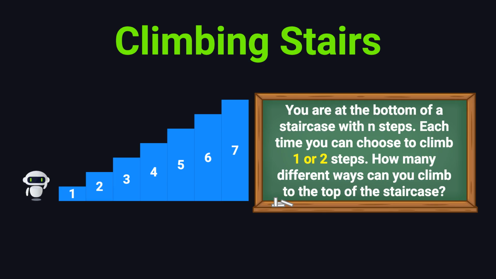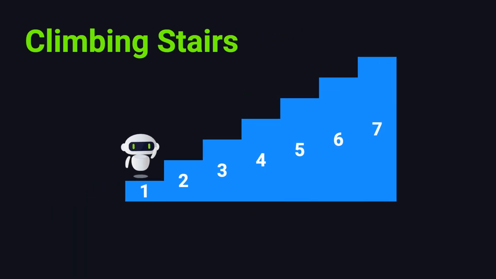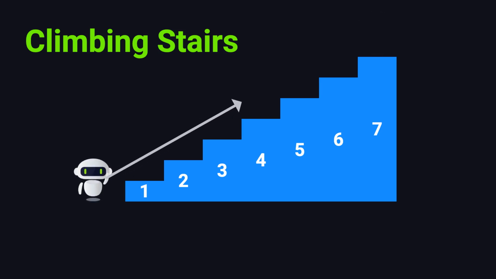Sounds like a real-life scenario, right? You can take it slow, going up one step at a time, or speed up a bit by skipping a step here and there. Eventually, you'll get to the top. What we want to do now is turn this everyday situation into a math problem and figure out exactly how many ways there are to get to the top. Let's start from the simplest cases and build our way up.